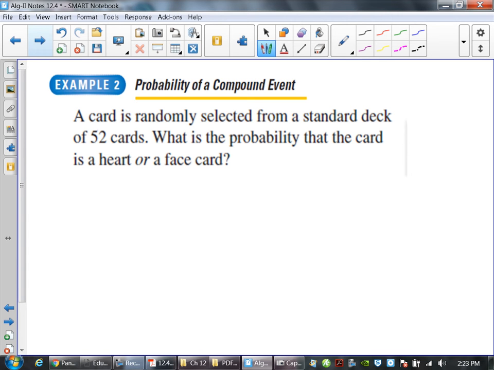A card is randomly selected from the standard deck. What is the probability the card is a heart or a face? Heart or a face? Well, how many hearts are in a deck of cards? 13 hearts out of the 52. How many face cards are there? 12 out of the 52. Is there an overlap between hearts and face cards? 3 hearts and face cards. So you back out 3 of them, which gives you an overall probability of 22 out of 52, or 11 out of 26.